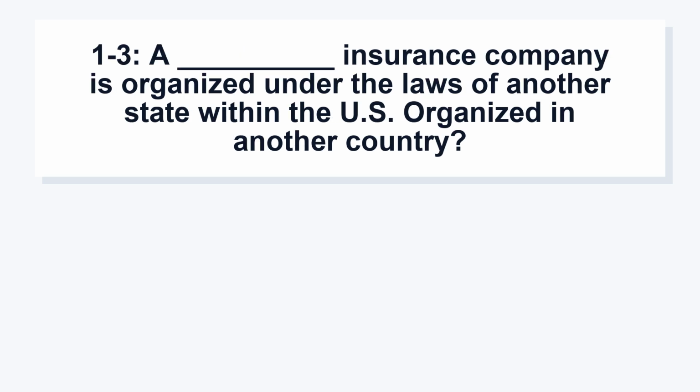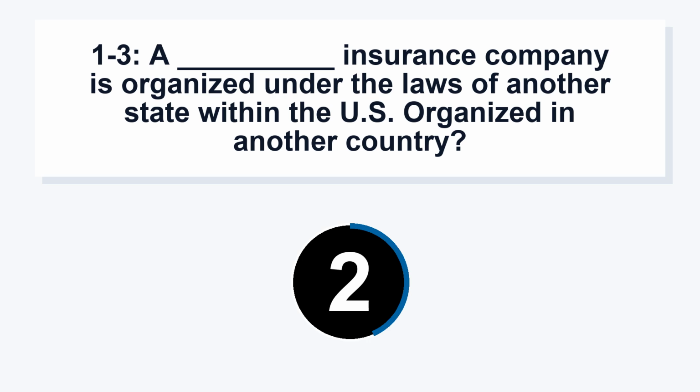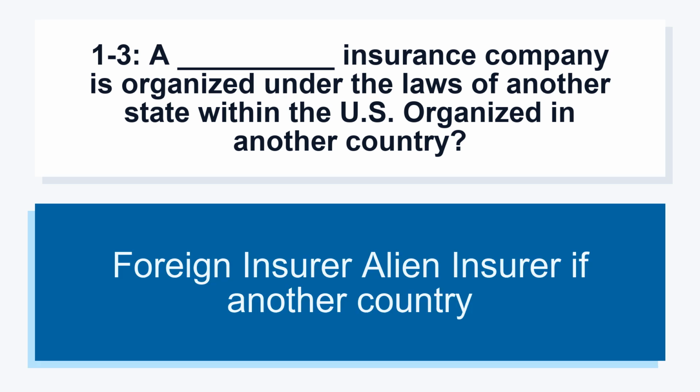1 to 3, a ____ insurance company is organized under the laws of another state within the U.S. or organized in another country. Foreign insurer, alien insurer if another country.